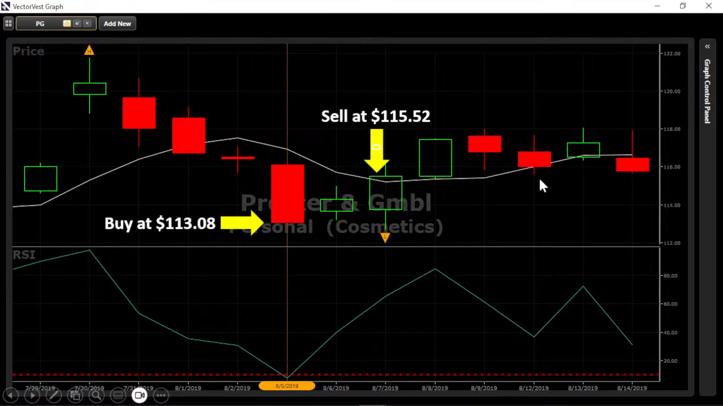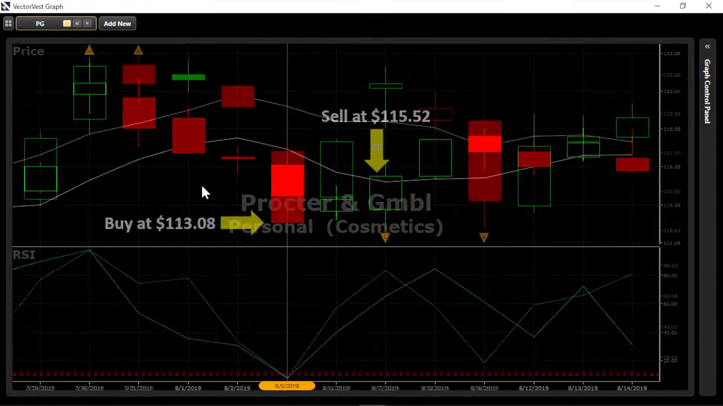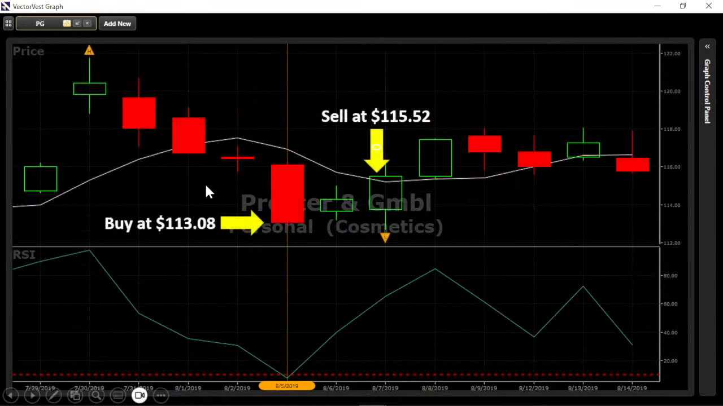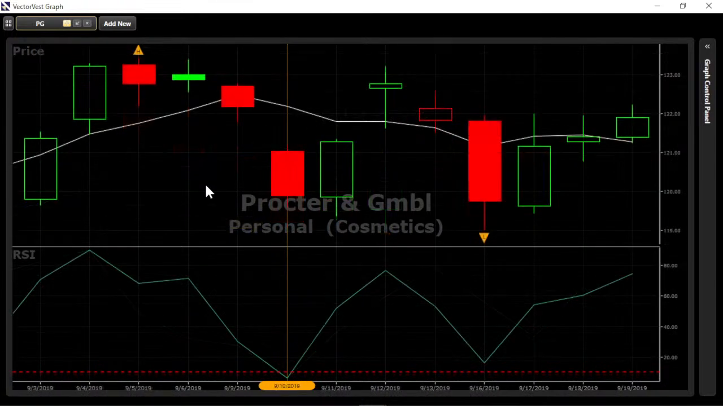Price of the stock closed above the 5-day moving average on that day. We exit. That's another winning trade. So far, so good. 3 trades, 3 winners. The very next one, so what was that date? That was August 5th of 2019. The very next setup, and I'm just going from left to right, guys. I'm not bouncing back. I'm not skipping over setups.